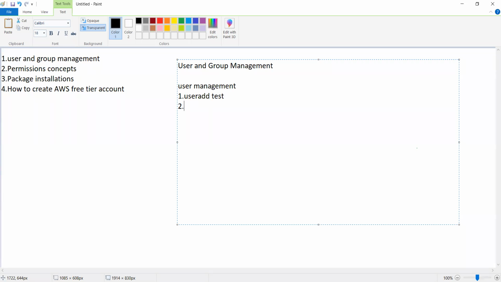I need to keep some password, right? So how do I create a password for a user, guys? We have a command called passwd and test. Passwd and test, right? What it will do basically is create a password for that particular user account, right? So these are the two things for authentication.